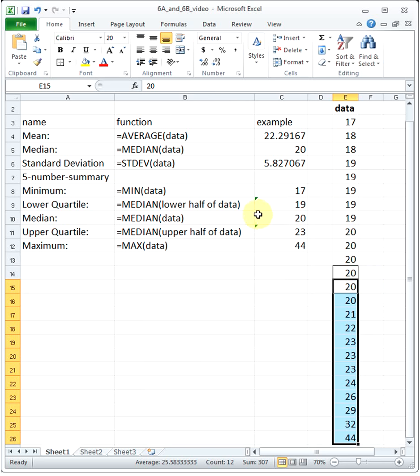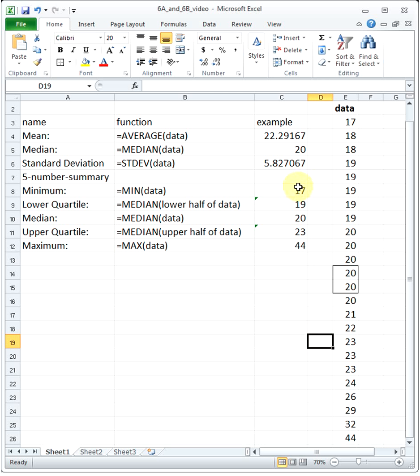Excel thinks we made a mistake with these little green boxes, but we didn't. That's fine. Sometimes Excel thinks it knows better than we do, and sometimes it's right, but most of the time it's wrong. So again, what these quartiles tell us is where about a quarter of the data lies.